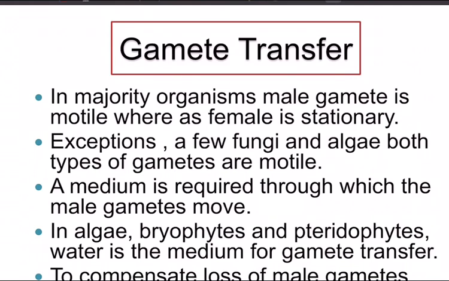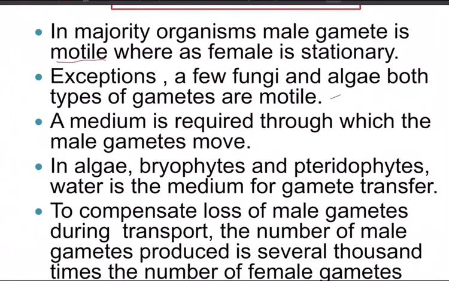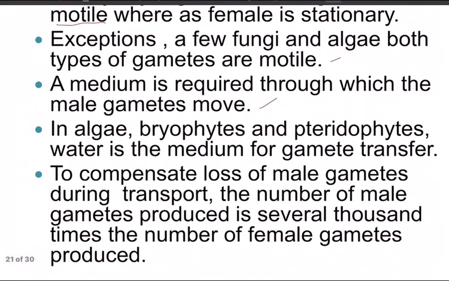A medium is needed through which male gametes can move. For example, in algae, bryophytes and pteridophytes, water serves as the medium through which gamete transfer takes place. Since several male gametes fail to reach the female gamete, the male gametes are produced in large numbers, thousands of them. So in the majority of organisms, the male gamete is motile, meaning able to move, whereas the female is non-motile. Exceptions: in a few fungi and algae, both types of gametes are motile. A medium is required through which the male gametes move. In algae, bryophytes and pteridophytes, water is the medium for gamete transfer.